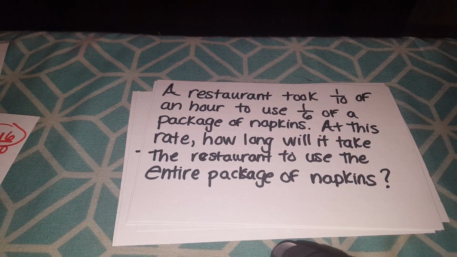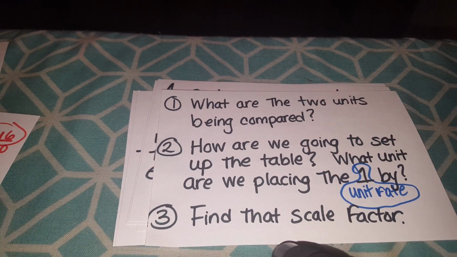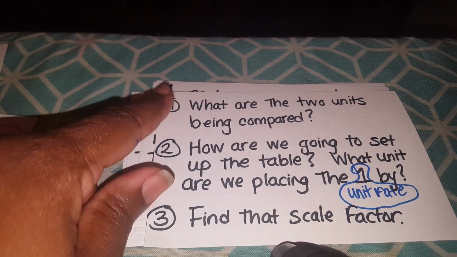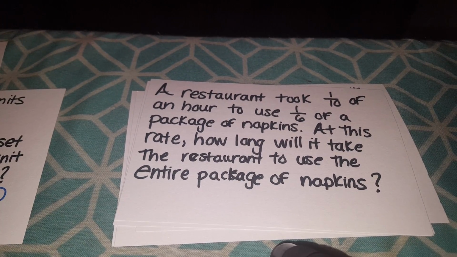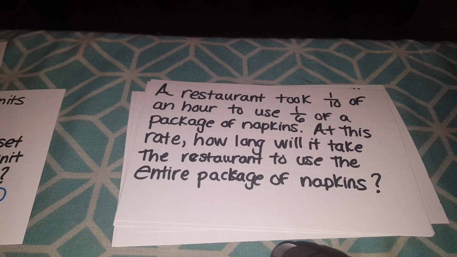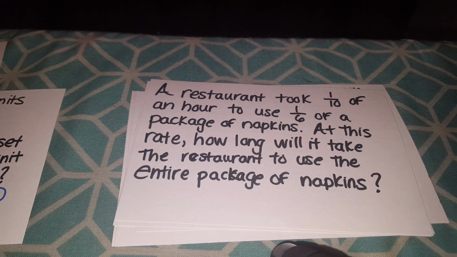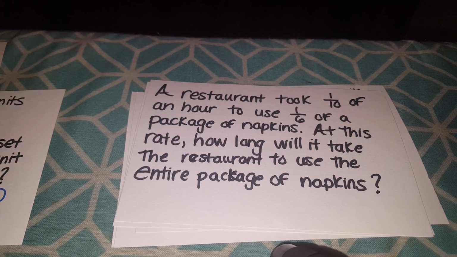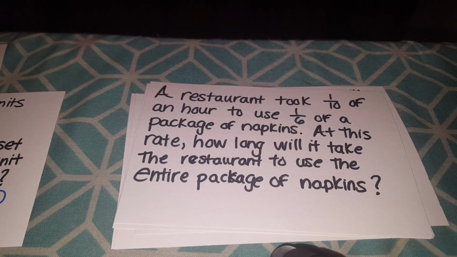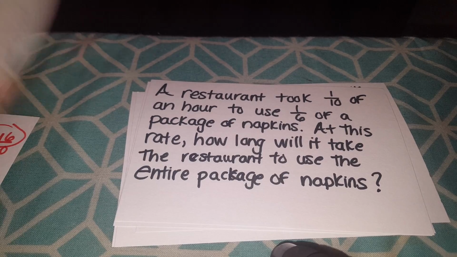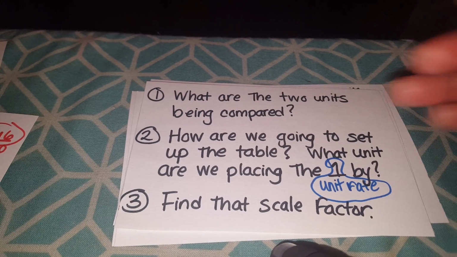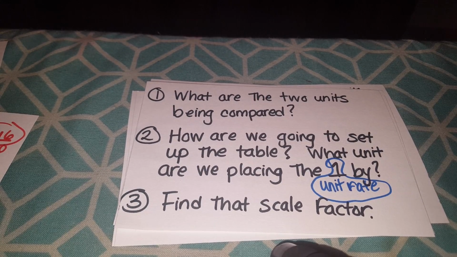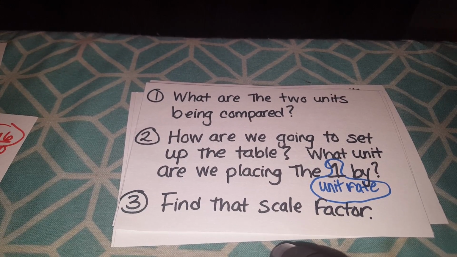Here's our questions. Again, what are the 2 units being compared? Let's look at the question. Pause it. Okay, if you said napkins and time or napkins and hours, you are absolutely correct. What are the 2 units that we're comparing? Napkins and hours. How are we going to set this table up? Pause. Let a classmate do that.